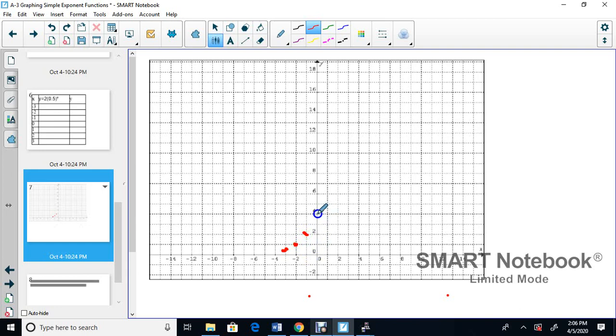At 0, we're at 4. Okay, right about there. At 1, we jump to 8. Okay, and at 2, we go all the way up to 16. And 3, we can't graph because it's way off the grid. So 3 would be way up off the grid. Now we're going to connect it.